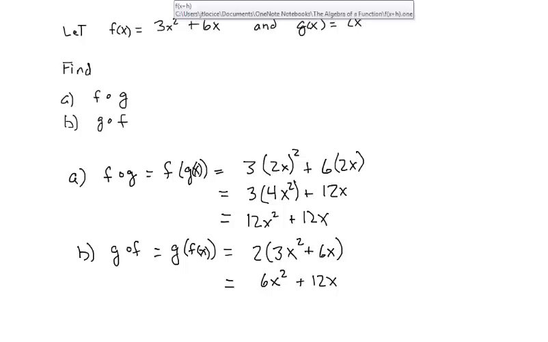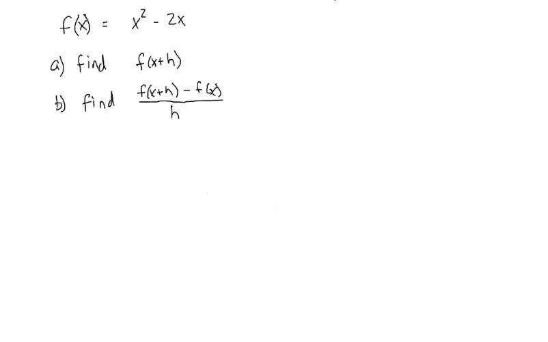And the last example is f of x is equal to x squared minus 2x, and we want to find f of x plus h, and then we want to find f of x plus h minus f of x, all divided by h. So just like in the compositions where we inputted one function into another, this one's going to work similarly. Everywhere where we see an x in the function, we're going to place an x plus h.